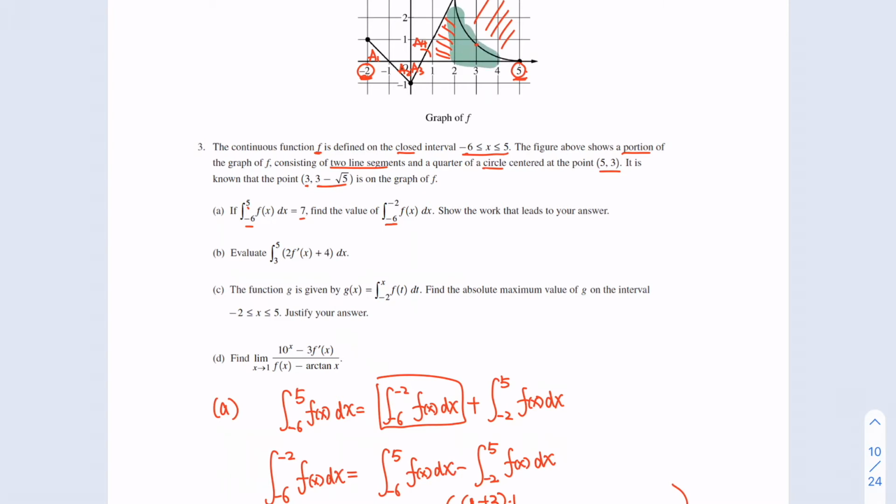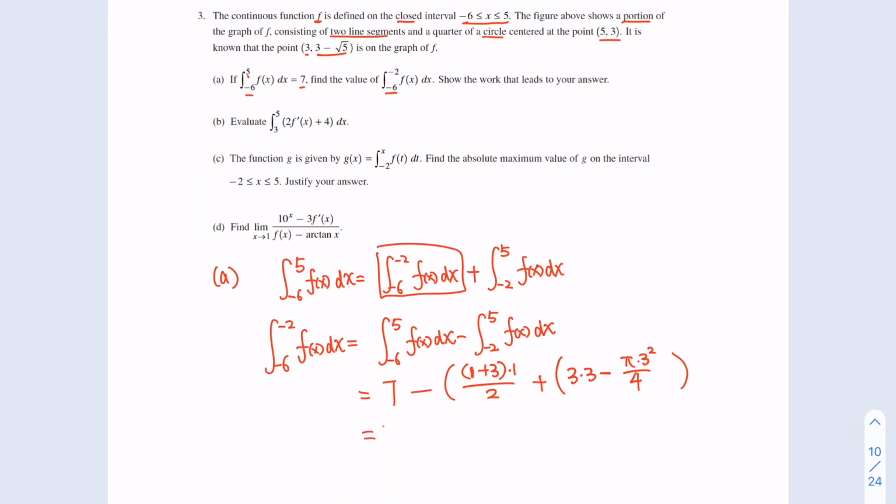The area there will be the area of the square, which is 3 times 3, minus the area of the quarter of the circle, which is pi times r squared over 4. So this gives us 7 minus 4, 2 plus 9 minus 9 pi over 4. 7 minus 11, so it's -4 plus 9 pi over 4.